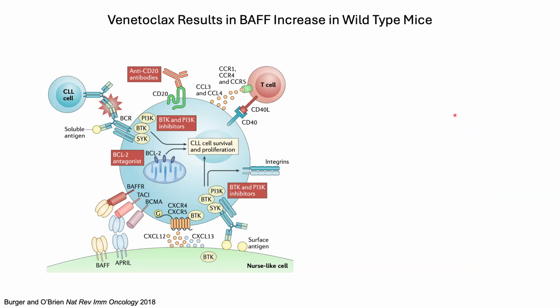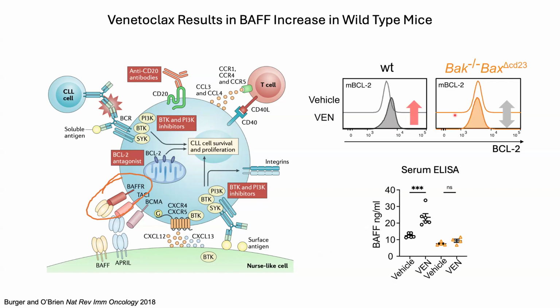Now, there are many factors produced by the niche that affect CLL cells that could plausibly drive this increase. But the one we focused on immediately was BAFF receptor. BAFF is a well-known cytokine that regulates the homeostasis of naive B cells. If we first ask whether BAFF is changed in these mice, in this ELISA of serum you can see that the BAFF levels are increased in the wild type mice, but we don't see that increase in the complete BAX/BAK deficient mice receiving venetoclax, consistent with the fact that there's no apoptosis and no change in the levels of BCL2.